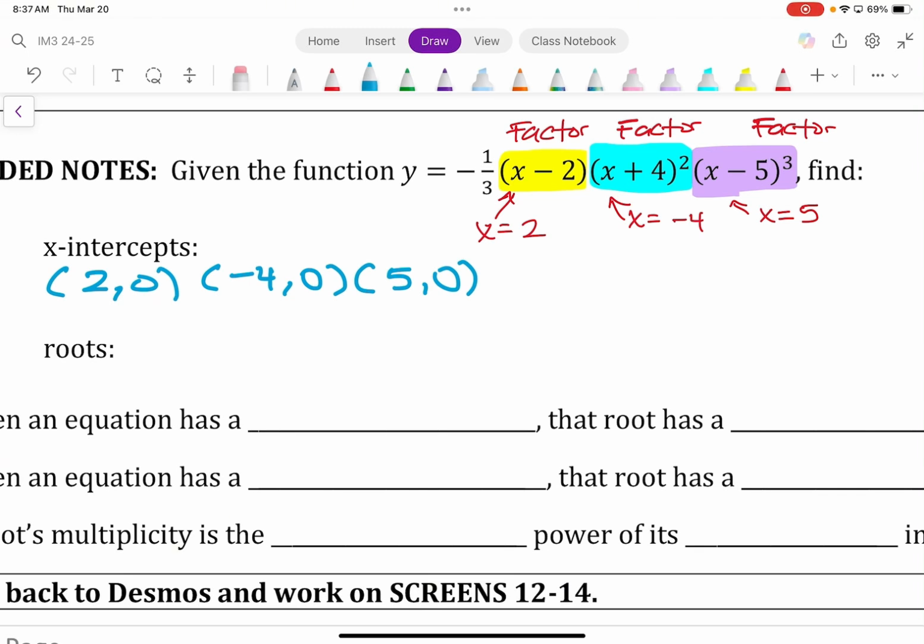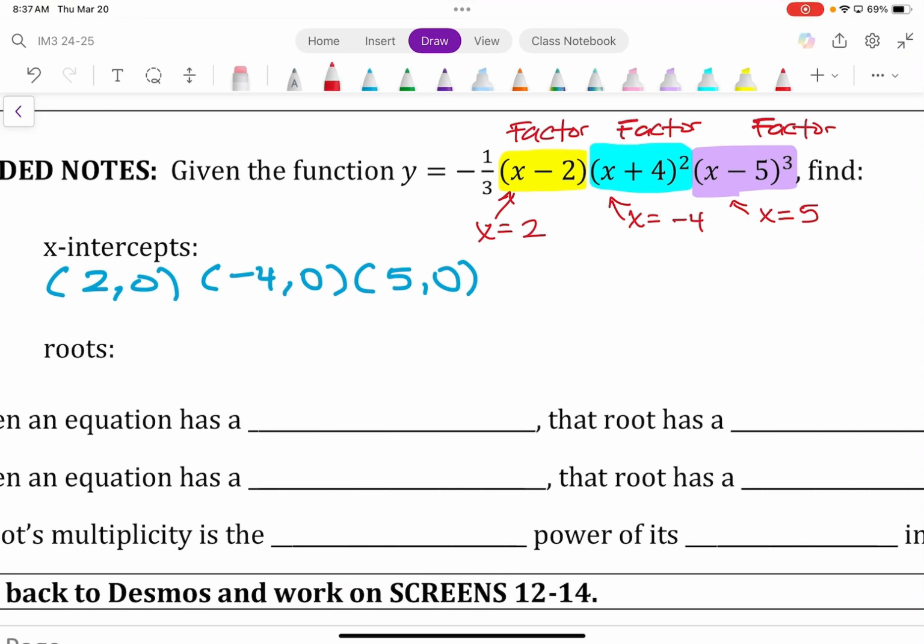Now, we talked about this last class. We said that a root and an x-intercept is the same thing. And yes, while that is true, we need to elaborate a little bit more. Just because you have an x-intercept doesn't mean that you have a single, double, or triple root. You have to determine that based on how the graph behaves. Now, in our case, we don't have a graph to go off of, so we have to look at the factors. And specifically, we're going to look at the exponents.